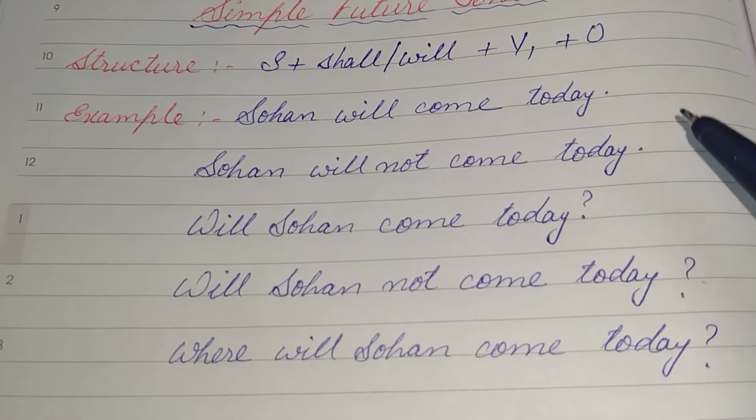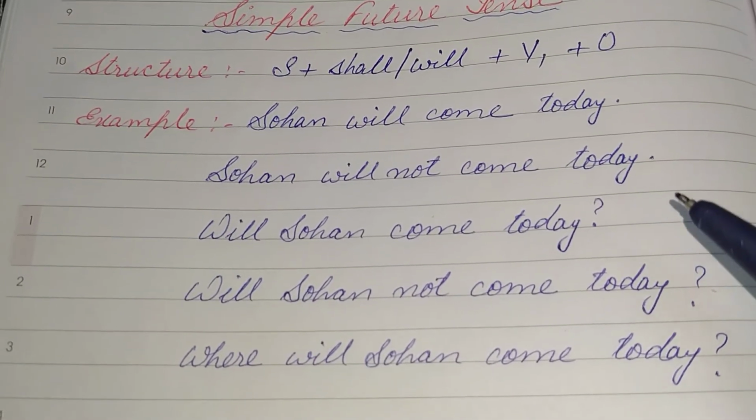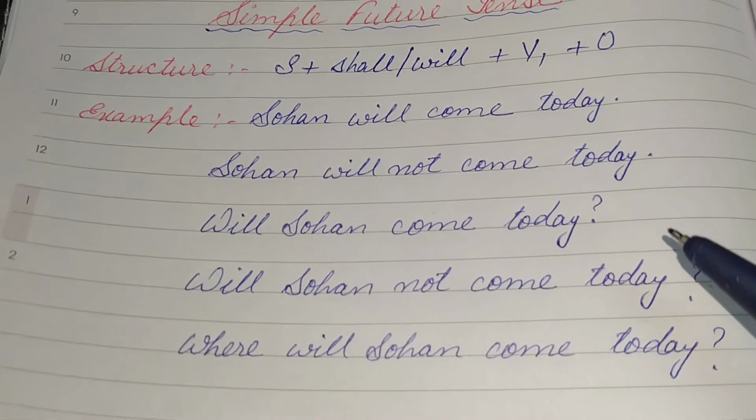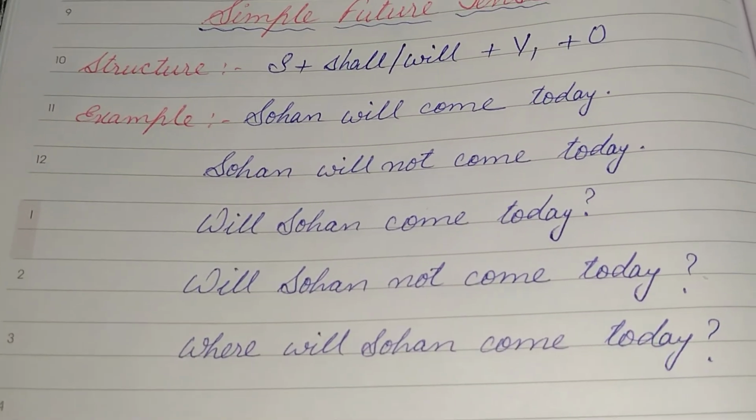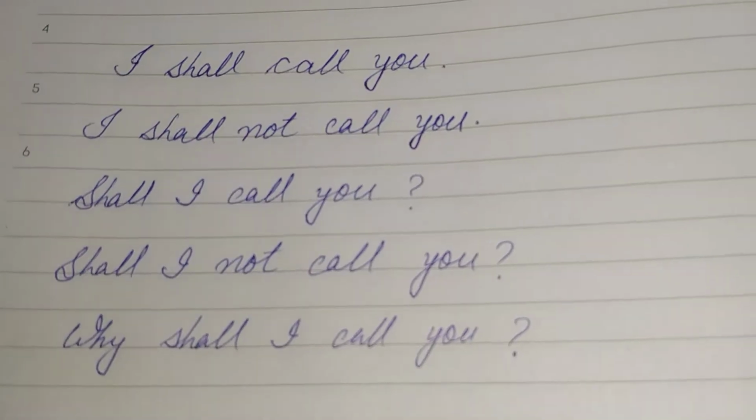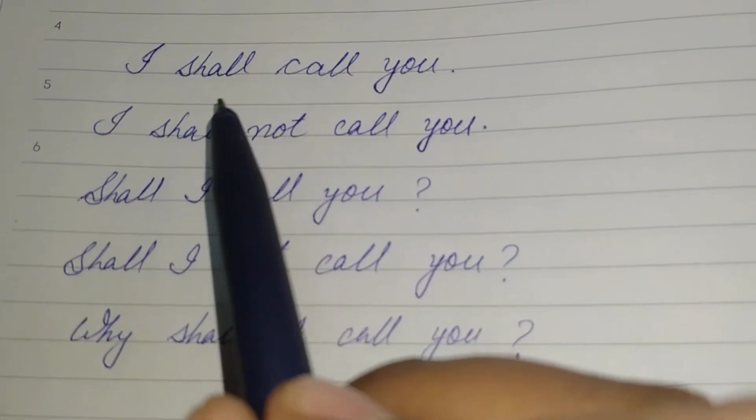Sohan will come today. Sohan will not come today. Will Sohan come today? Will Sohan not come today? Where will Sohan come? Now take another example.